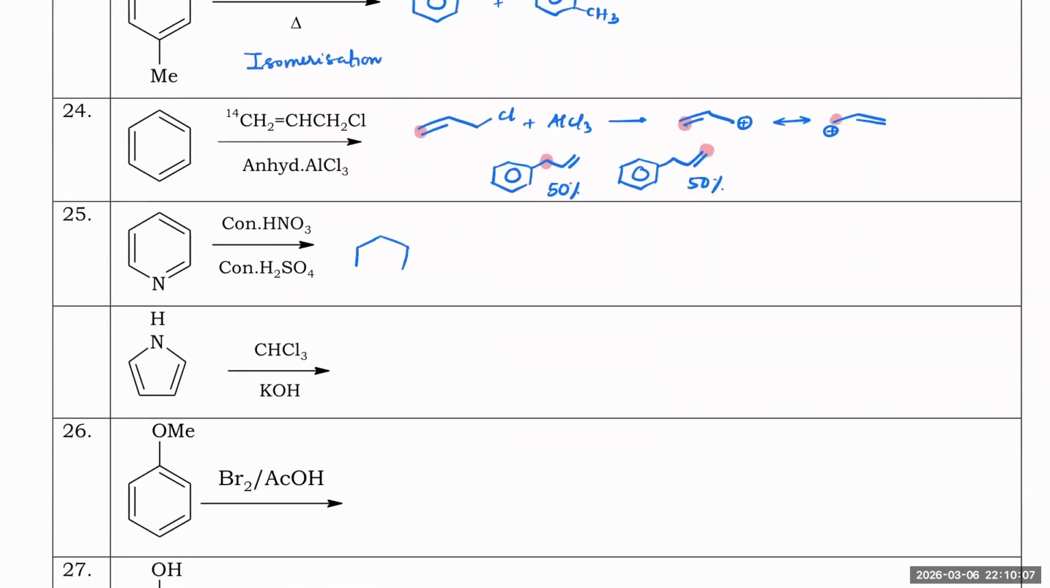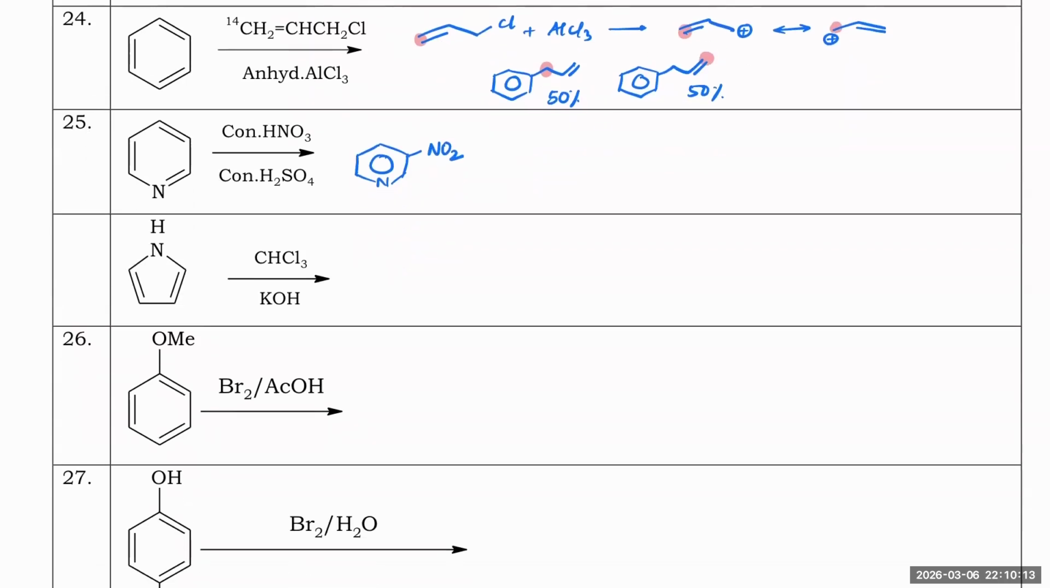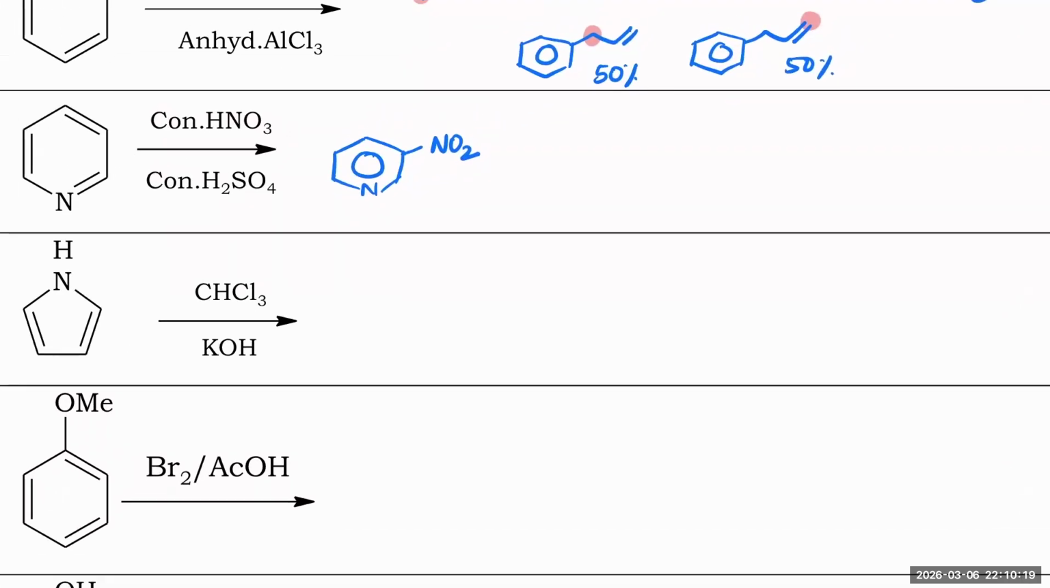Next, when it comes to pyridine, just now we learned that beta position is more stable. So NO2 major will be forming here. Okay. Now this is a very interesting reaction. See, how does this proceed?